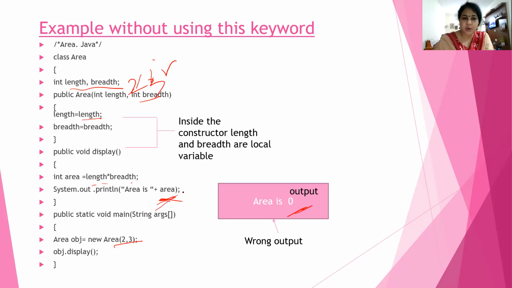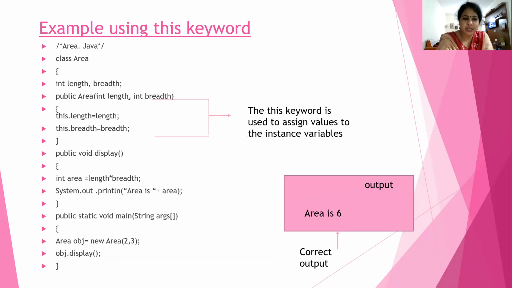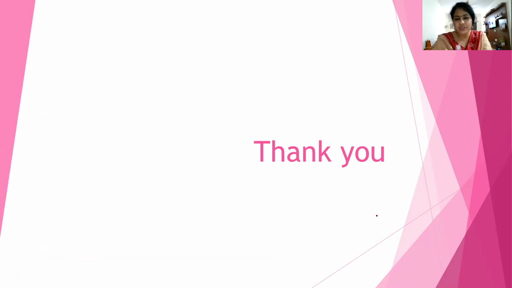So how to resolve this problem? You just look at here, this.length means it will transfer the value to the instance variable, 2 and 3, so 2 and 3 will be multiplied and it will display the result as 6. You just look at here, the output is 6. Okay, now all of you see how we are using the this keyword. This keyword is the reference to the current object, and to remove the confusion between the local and the instance variable, we have to use the this keyword.